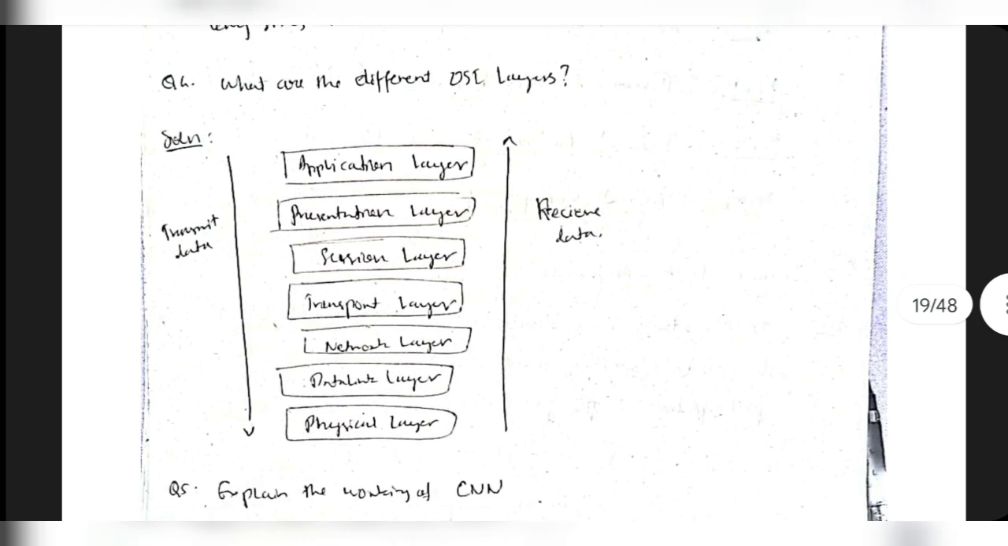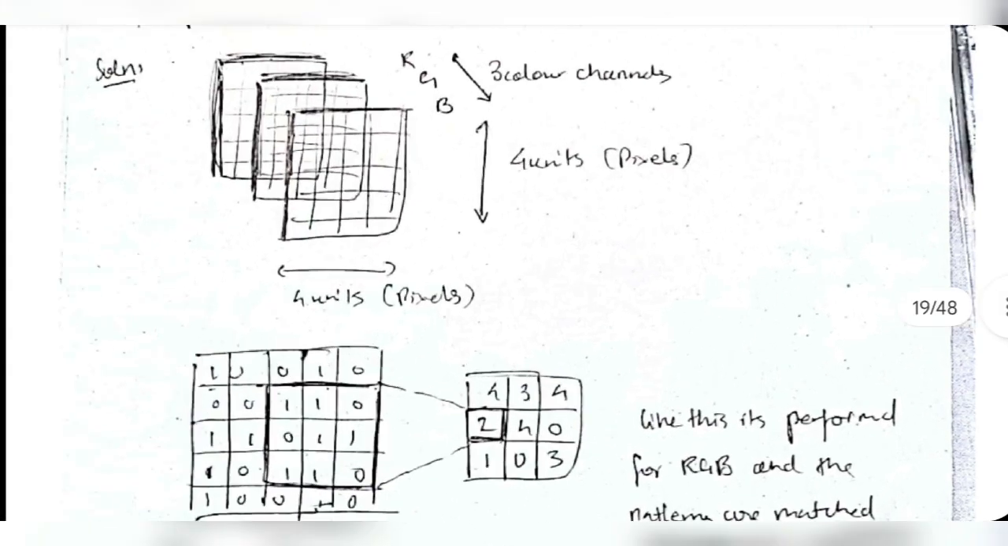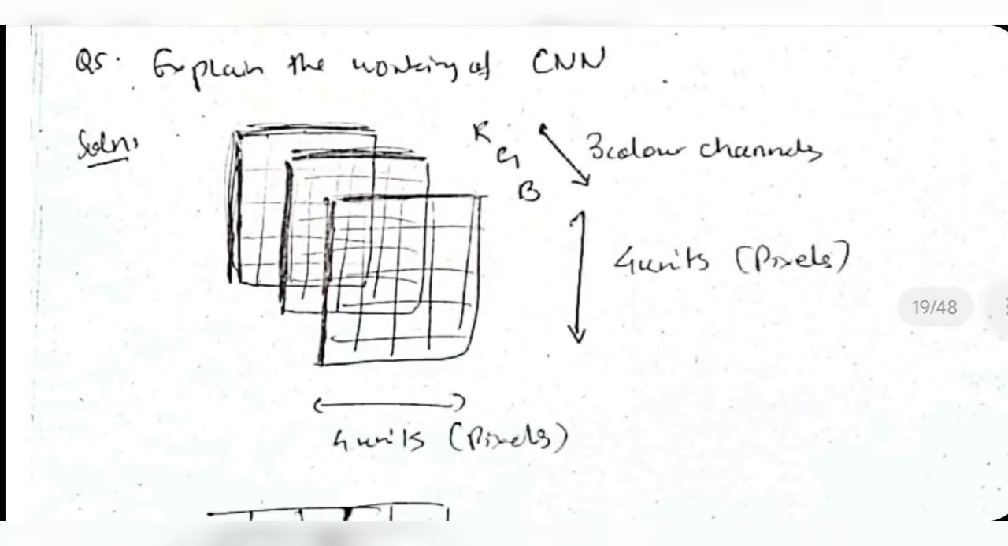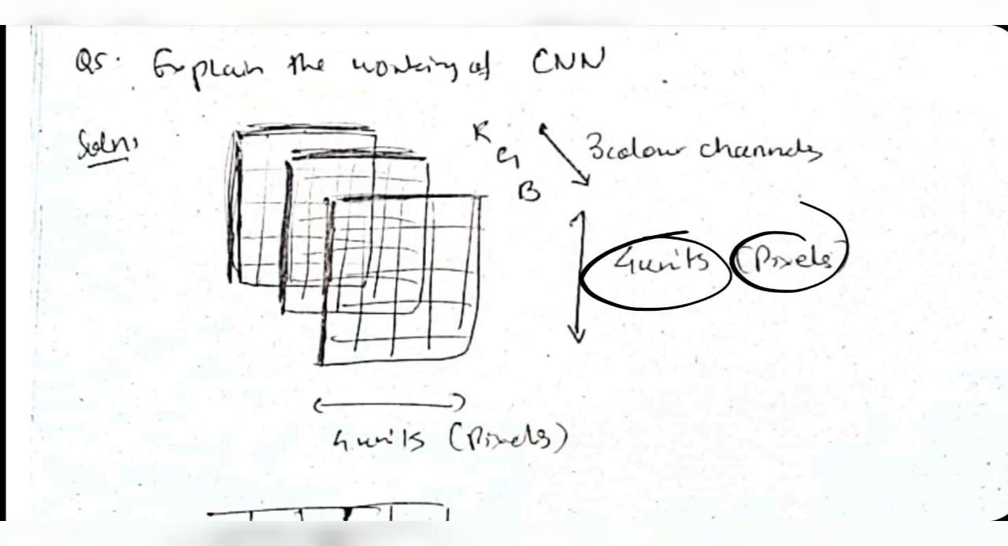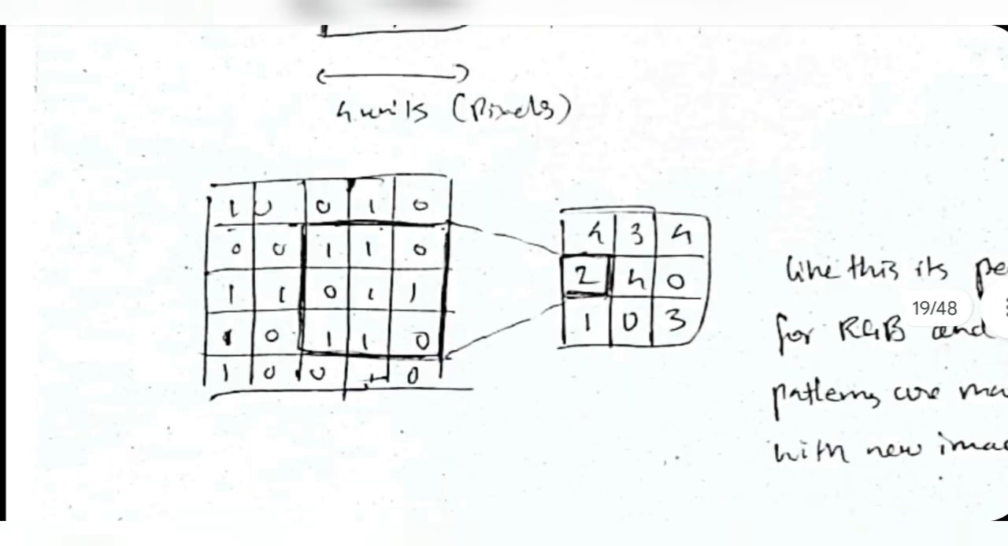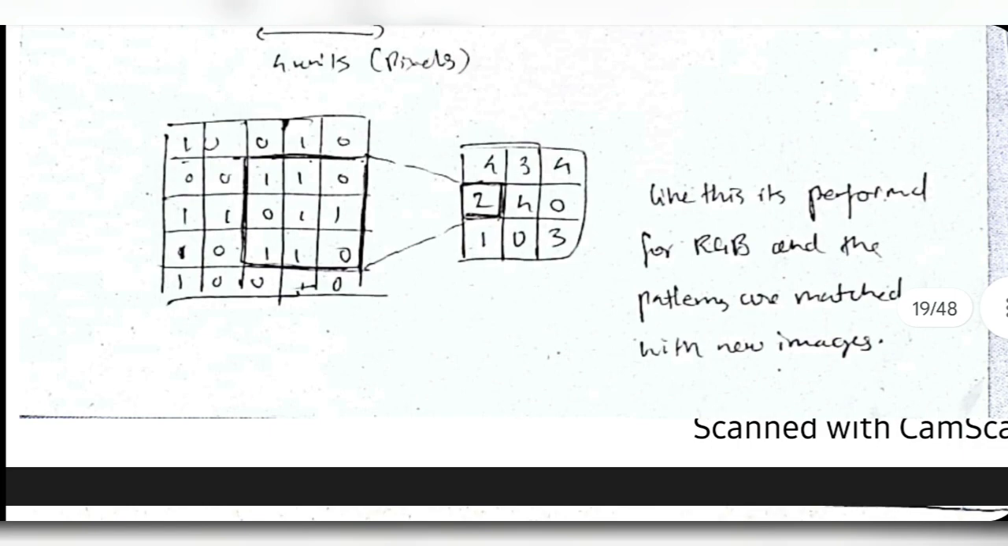What are the different OSI layers? Application, presentation, session, transport, network, data link, and physical layer. Explain the working of CNN. A CNN, convolutional neural network, I guess that's the full form. So we'll have three graphs here, for R, G, and B, three colors will be there. So total 16 pixels will be there. If we do the padding here, all these layers' approximate values will be written here, and the same for the next ones also. This is performed for RGB, and the patterns are matched with the new strings.